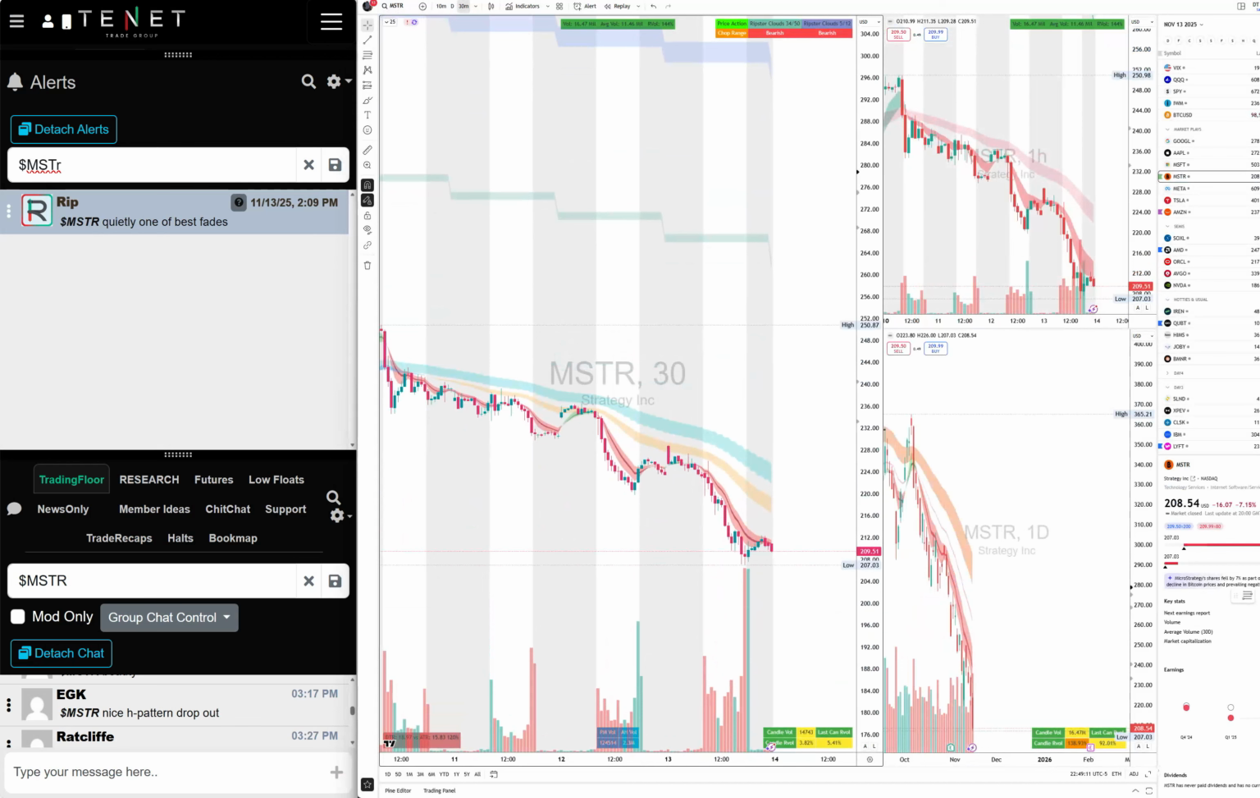We'll be focusing on them on day twos as well. Those were really good shorts. All right, so the next one we're going to look at is APP here. Let's go to APP.